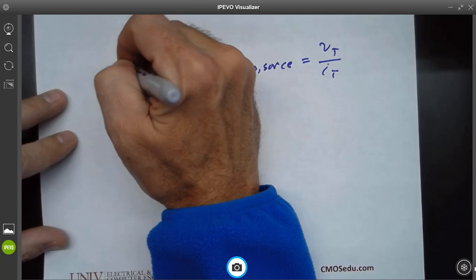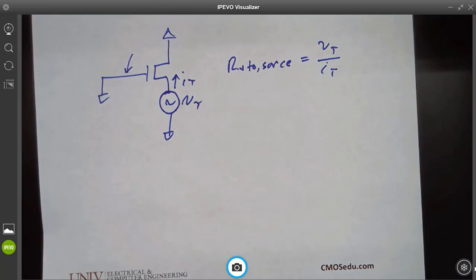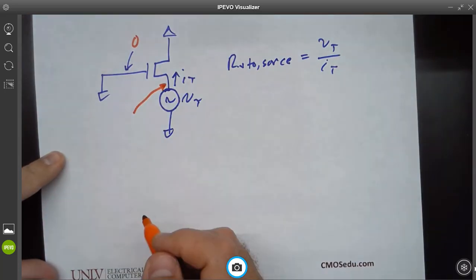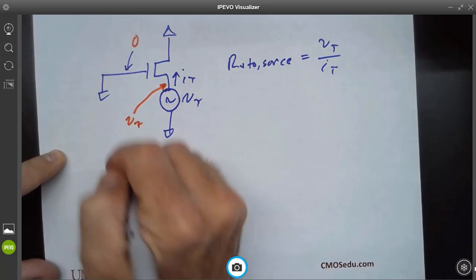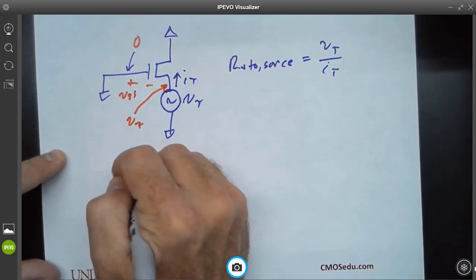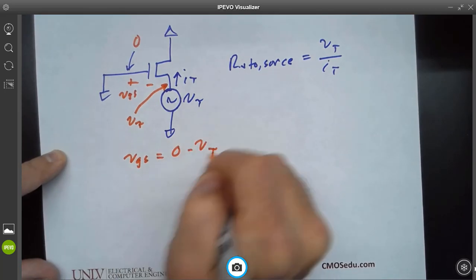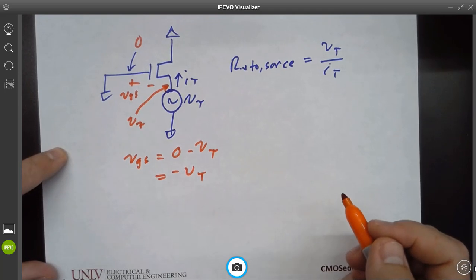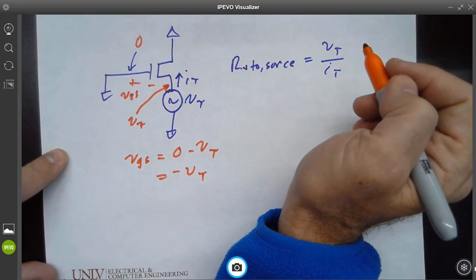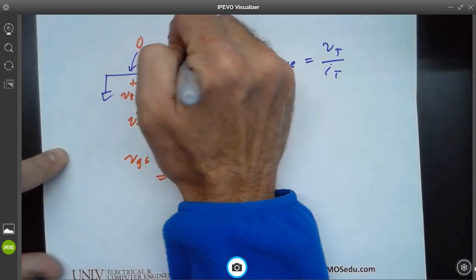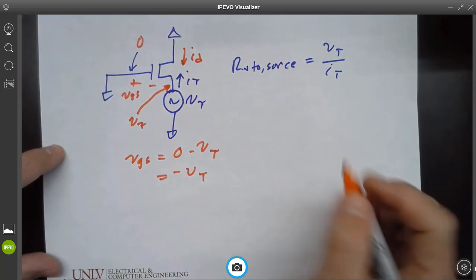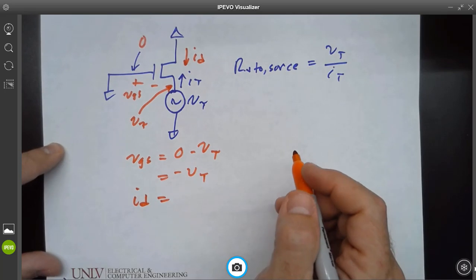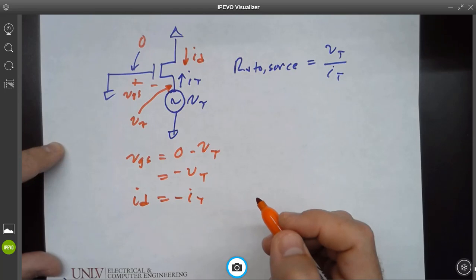All right, so what's the AC voltage there? 0. What's the AC voltage there? So what is VGS? Anybody agree with that? Any questions? And I've got a current flowing down here, ID. How are ID and I test related? Negative I test. Right on.